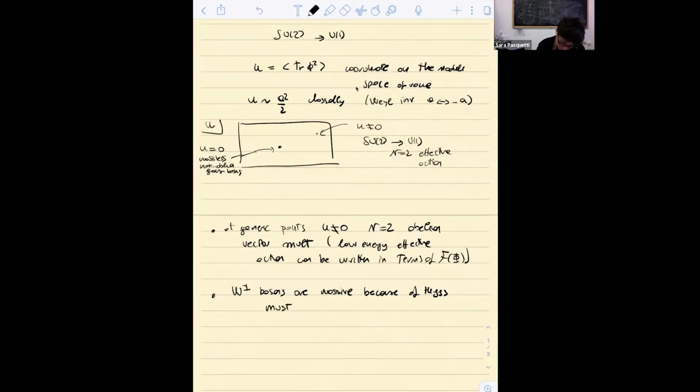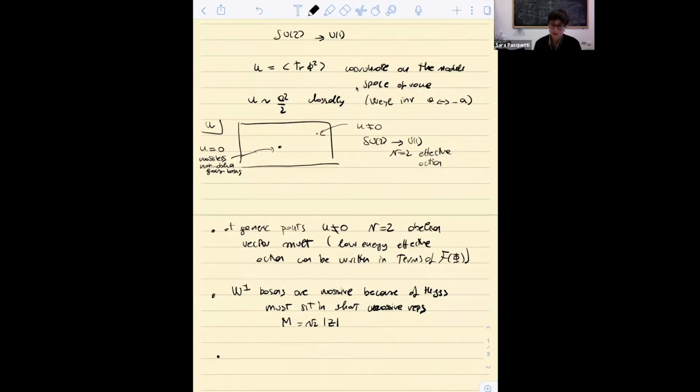So they must sit in ultrashort, which in the case of N=2 is the same as short, massive representations, which means that their mass must be given, modulus and normalization, in terms of the modulus of the central charge.